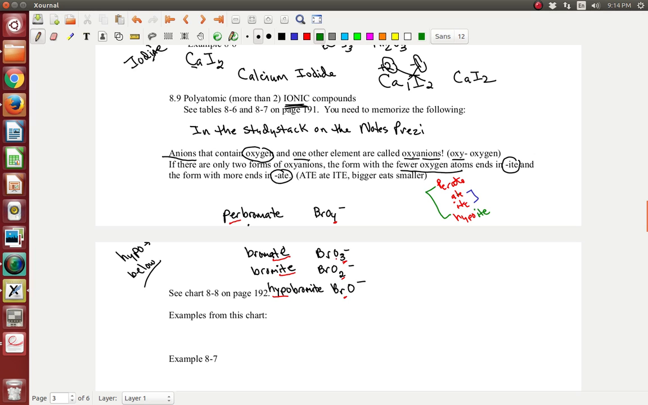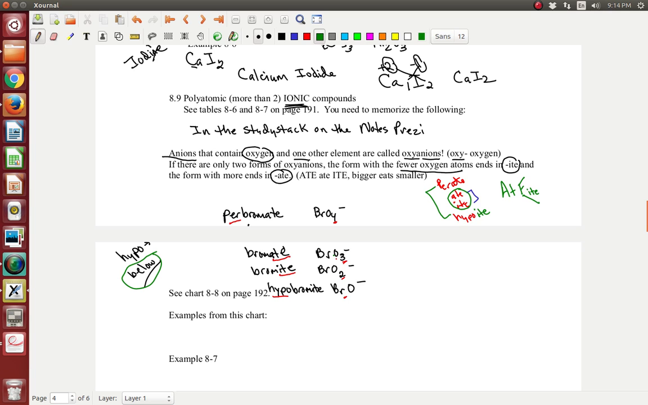Ate, ate, ate is bigger than ite. And then I think somebody drew a picture of an alligator somehow eating it. But I really don't remember exactly how it was. So if somebody comes up with a good picture, that one's pretty awful, let me know. I just say ate is bigger than ite. Per-ate, hypo-ite. Hypo means below. So it's below the ite, and that's why I wrote it like this. So perbromate, bromate, bromite, hypobromite.